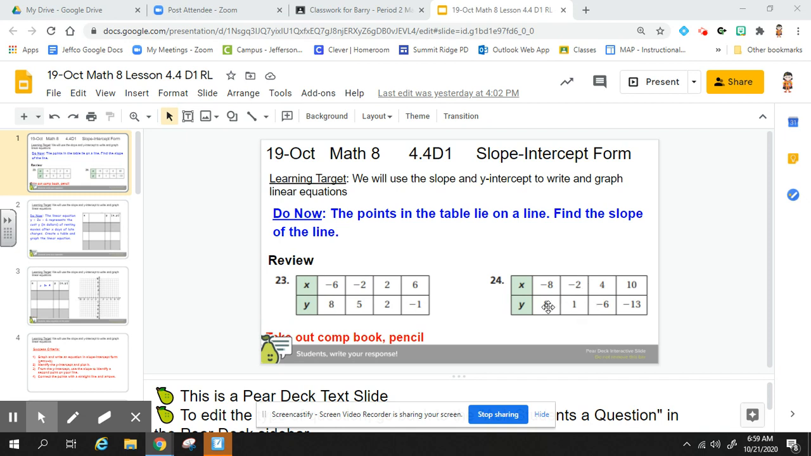You're going to do the same thing over here for number 24. Change in y from 8 to 1, 1 to negative 6, negative 6 to negative 13. This was a Pear Deck, but you will not be doing a Pear Deck. If you are going to do this, just do it in your notebook. Change in y over change in x.